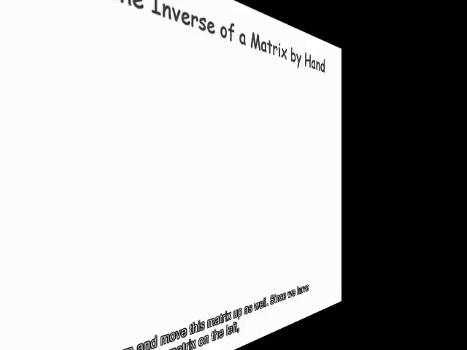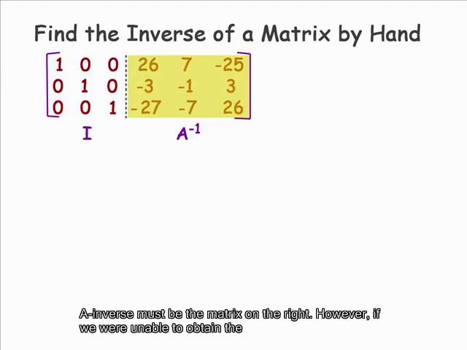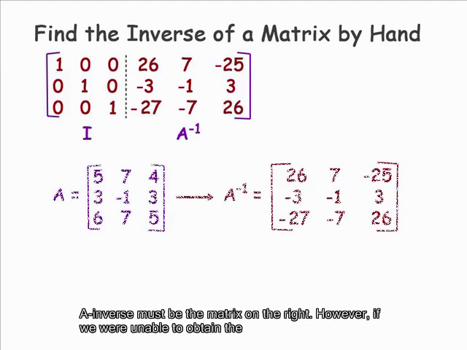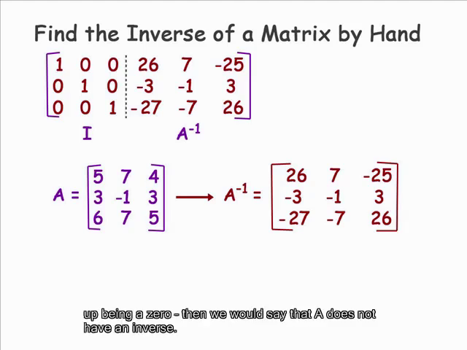Now let's make some more room and move this matrix up as well. Since we have the identity matrix on the left, A inverse must be the matrix on the right. However, if we were unable to obtain the identity matrix on the left, i.e. if one of the entries along the main diagonal ended up being a 0, then we would say that A has no inverse.